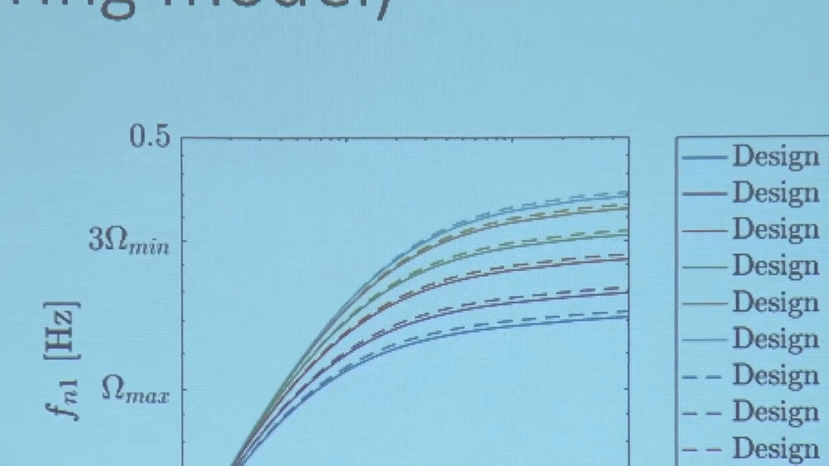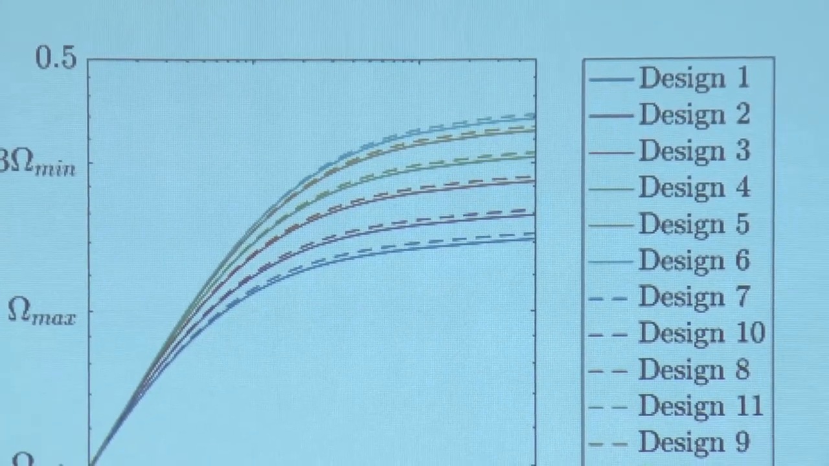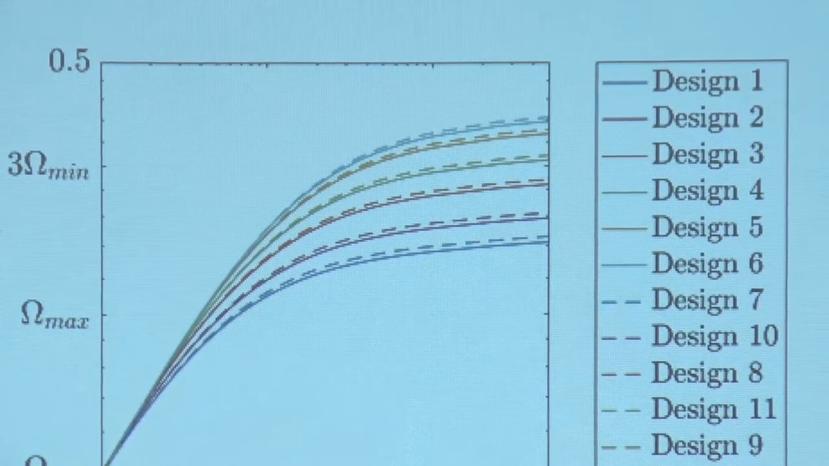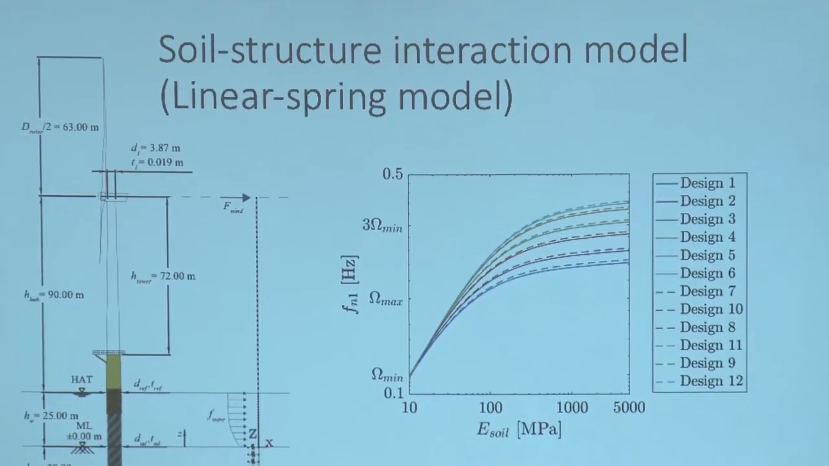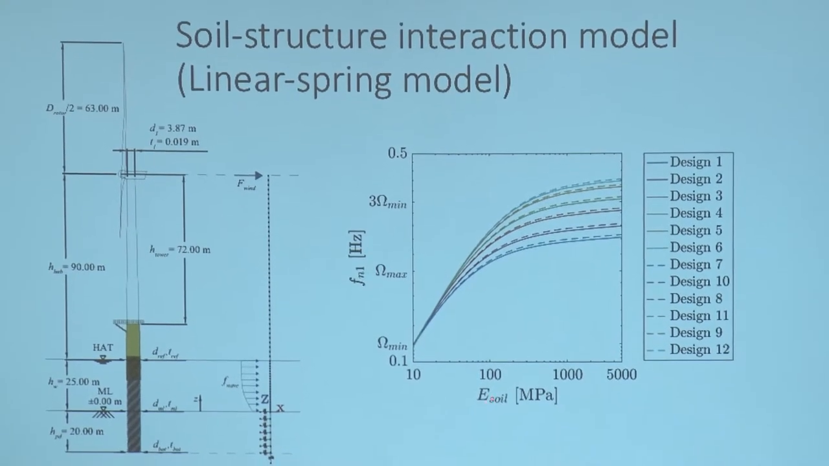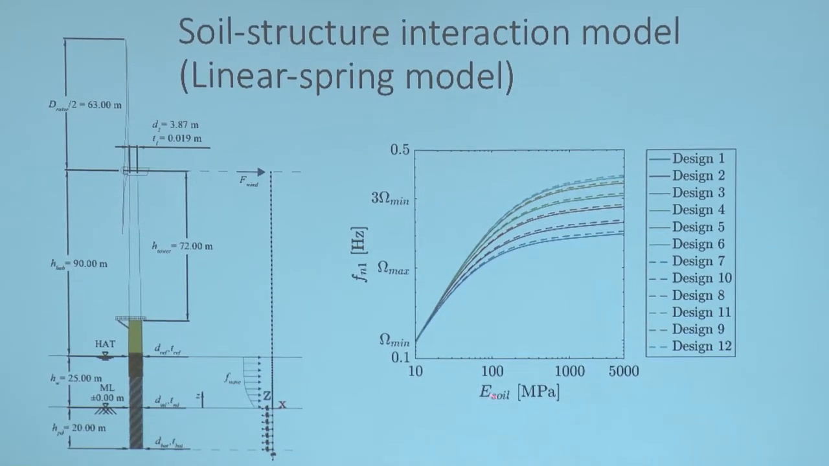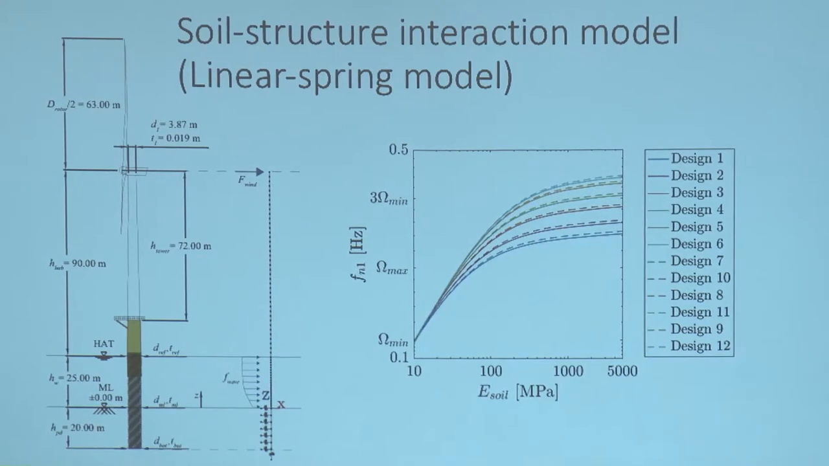So the first step was to create an FEM model in MATLAB and to map the relation between the first natural frequency and the soil characteristics. Note that this is wrong in this picture. I didn't have time to change it, but this should be the spring constant. I modeled the soil structure interaction with linear springs. So in the end, I came up with this plot in which the relation between the first natural frequency and the spring that models the soil structure interaction is mapped. And as you see, it's a nonlinear relation.